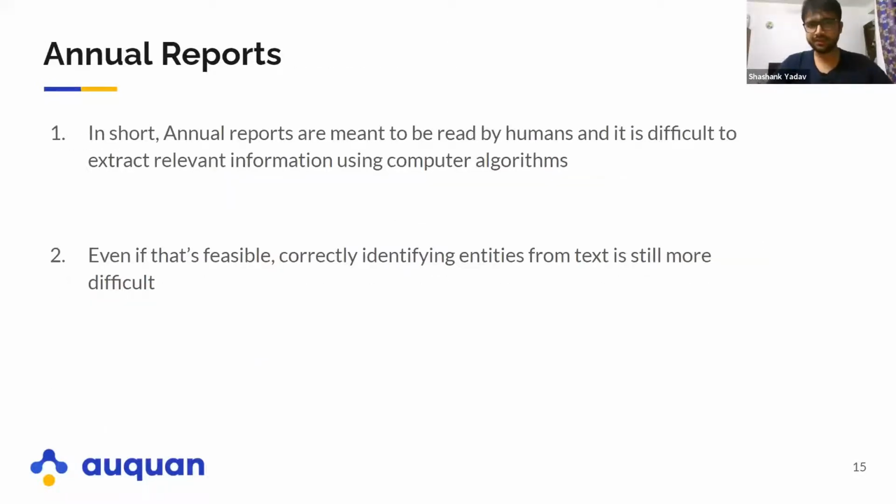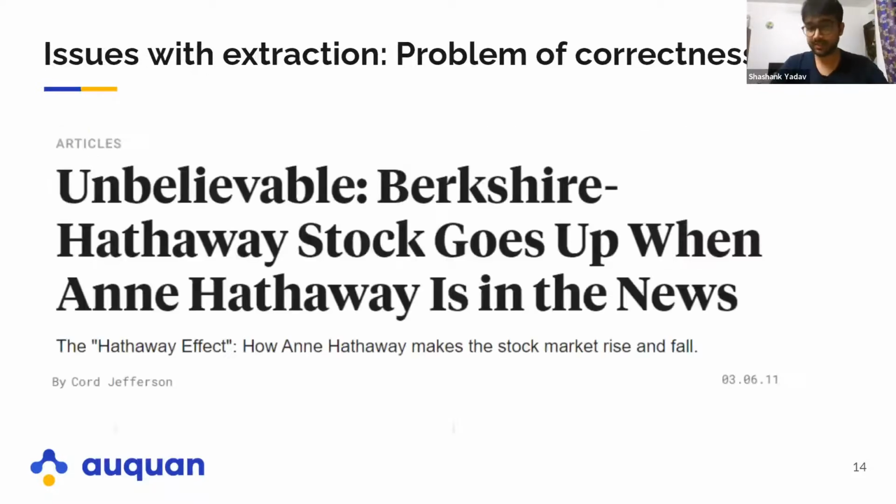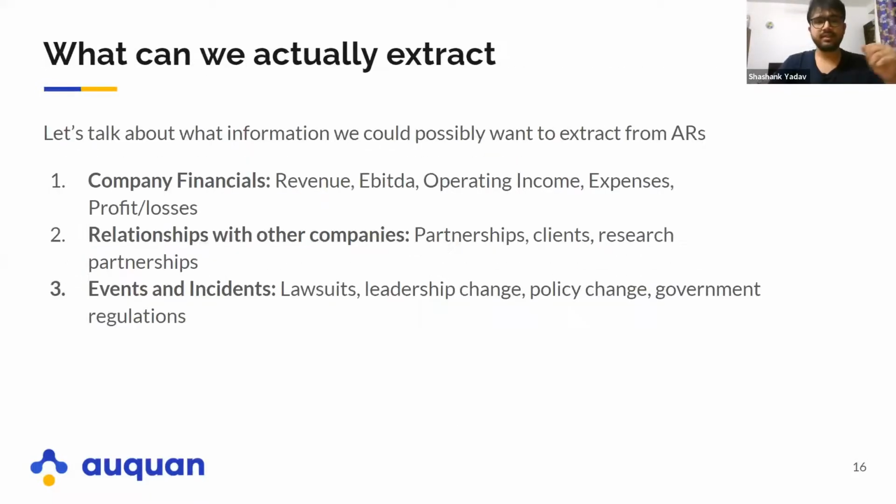So, a summary of what we have discussed so far. Annual reports are meant to be read by humans, and it is not straightforward, albeit possible, for them to be read by computers. And even if you were able to read them, it is still more difficult to extract relevant information out of them, as we discussed. So we have talked about how it is difficult to read annual reports by computers, and it is difficult to extract information from them.